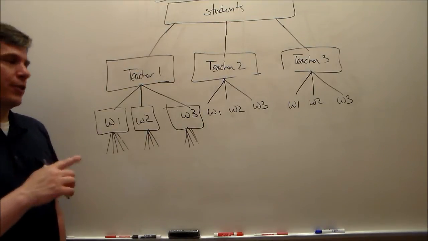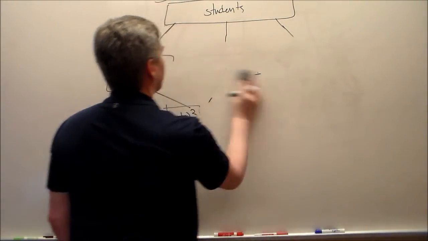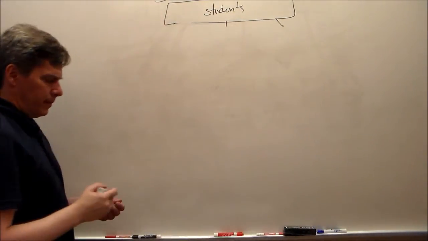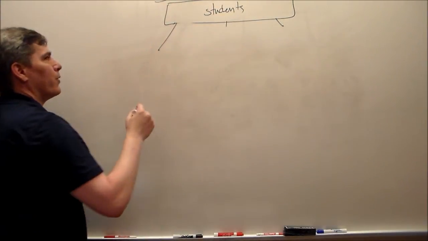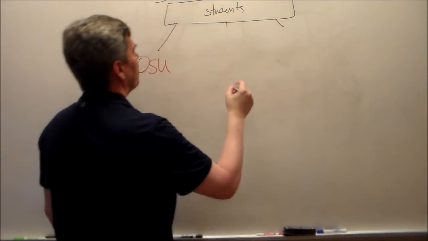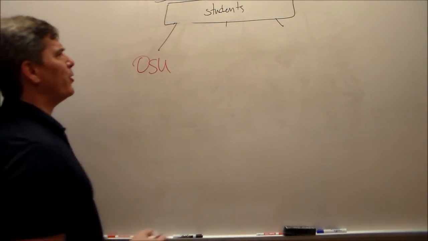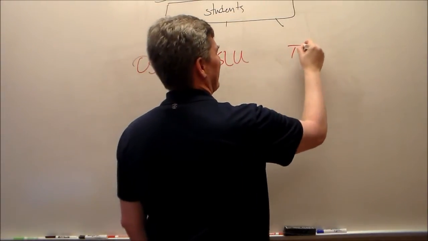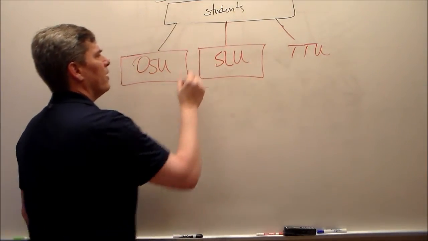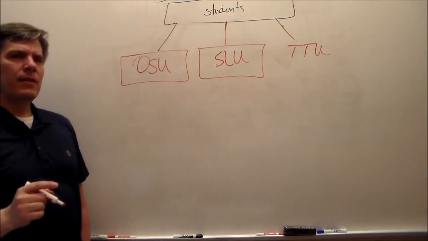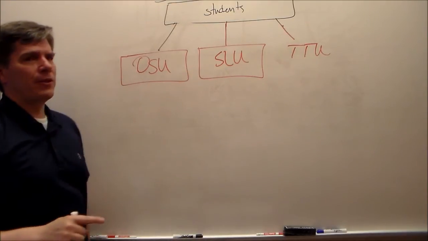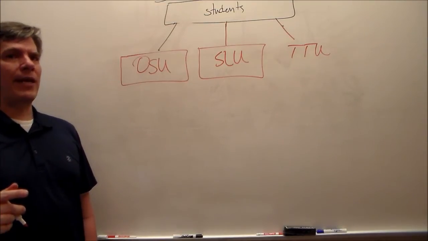In other words, here's that picture. What three schools should I use? I'm going to use a different color, red. Oklahoma State University, St. Louis University, Texas Tech. So those are my three schools. Notice that this is a random effect, because I'm pulling those three schools out of a much larger population, and I'm not trying to compare the outcomes of OSU versus St. Louis University. I'm just pulling three schools out of the air and trying to use them.